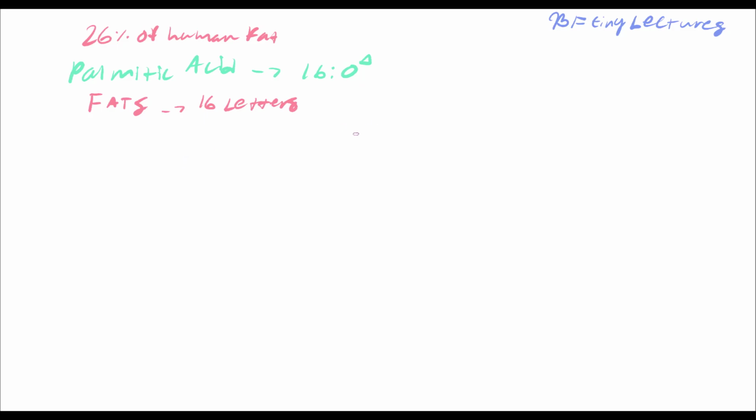And if you want to draw it out, you just put HO right there. And then we're going to do 1, 2, 3, 4, 5, 6, 7, 8, 9, 10, 11, 12, 13, 14, 15, 16. So what kind of fat is that? It's a saturated fat, right? There are no double bonds. It does not occur. It is a 16 right there. Okay.